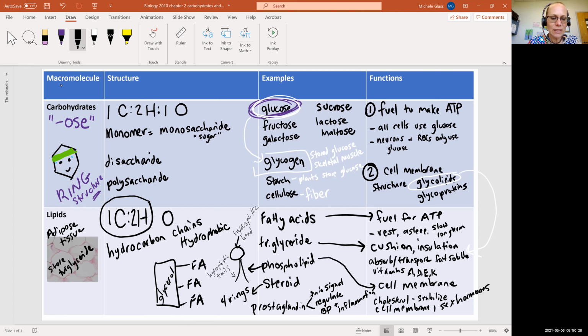Okay. This got a little bit messy, but hopefully you were able to follow along as you were taking your notes. Stay tuned for our next video, continuing our discussion of macromolecules. We're going to be looking at proteins next.